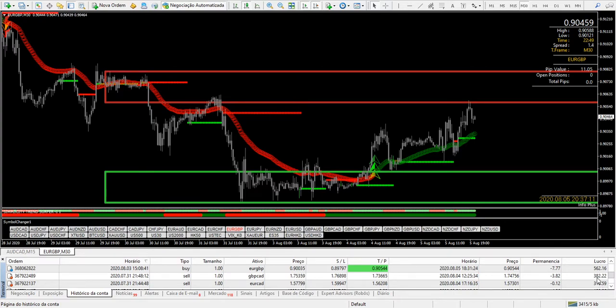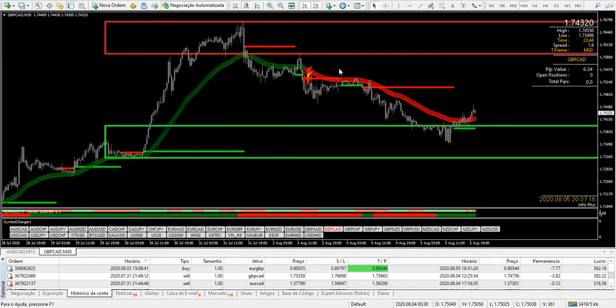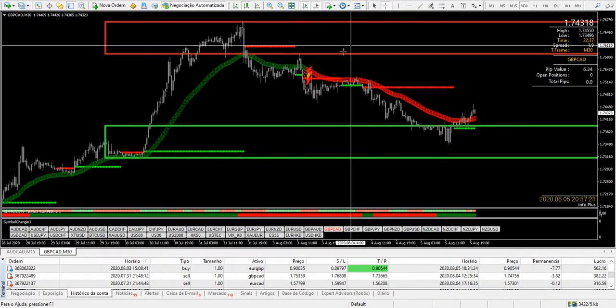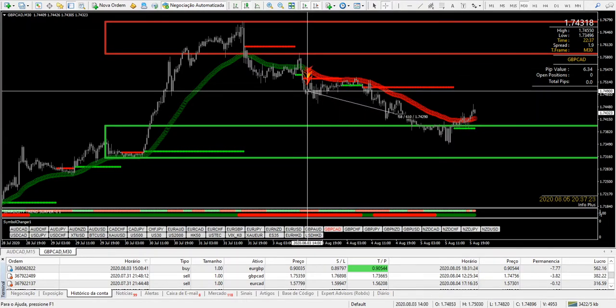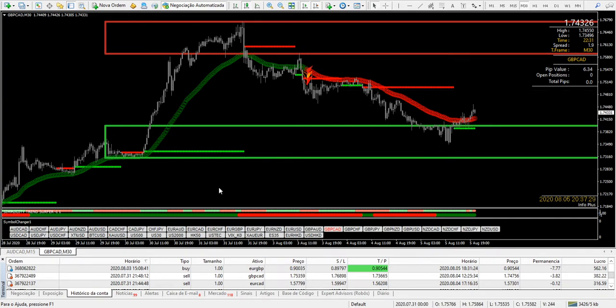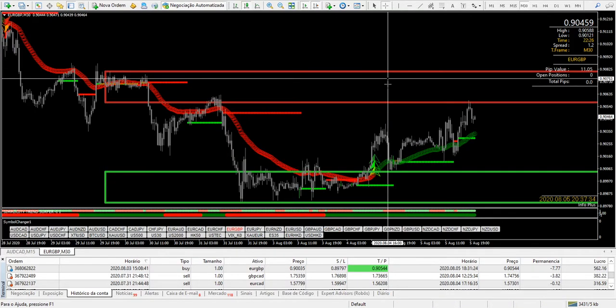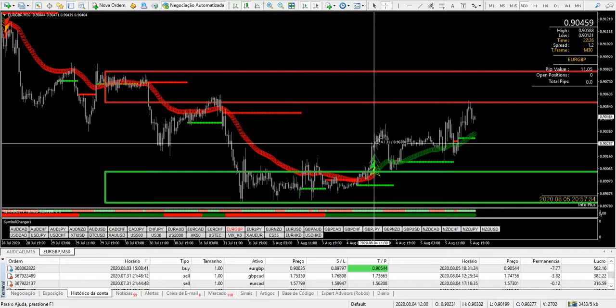GBP CAD, I was selling that. Let's check the GBP CAD. It was a sell signal. Look at the signal right here. Coming from here to here, it was 93 pips. Okay, Euro GBP, let's just check the size of this area. I took it right over here. Look at that. It came 40 pips in my way, came down 20 pips.